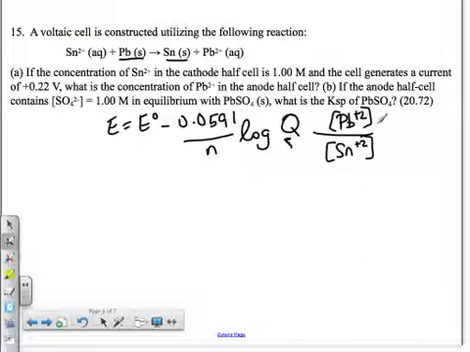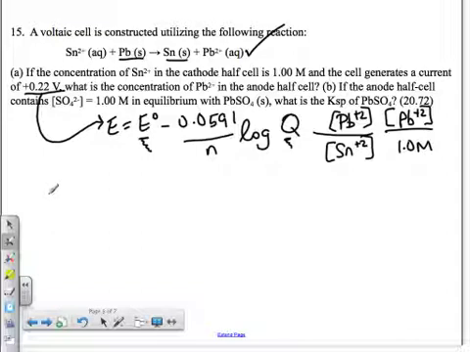So it says, if the concentration of Sn in the cathode half cell is 1 molar, so we'll be putting 1 molar at the bottom, and the cell generates a current of 0.22, so this is right here. What is the concentration of lead in the anode half cell? So I'm solving for the Pb concentration. What I don't have is E under standard conditions, but I've got a reaction, so I can calculate it.